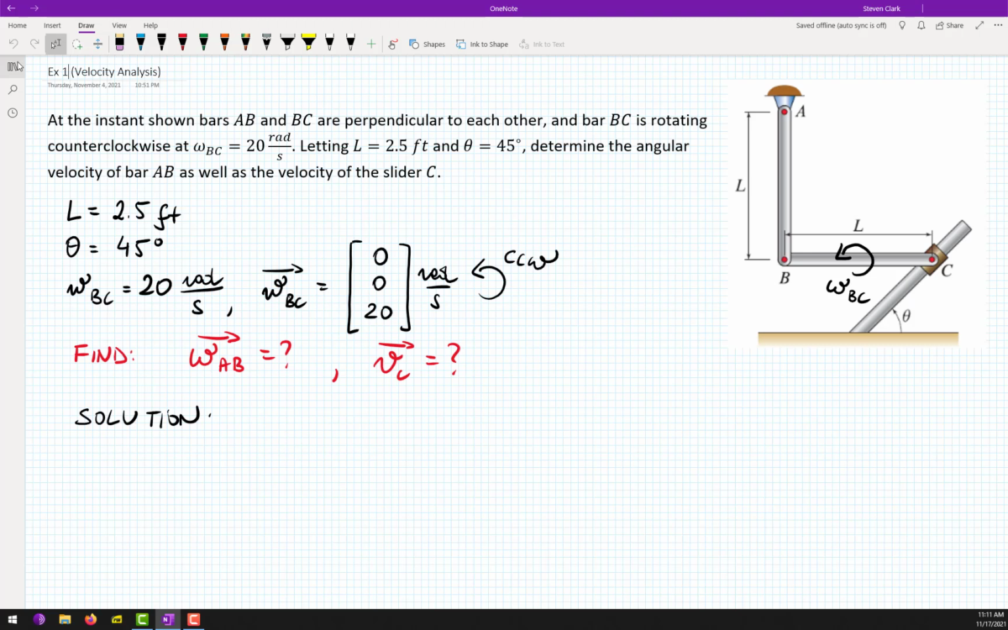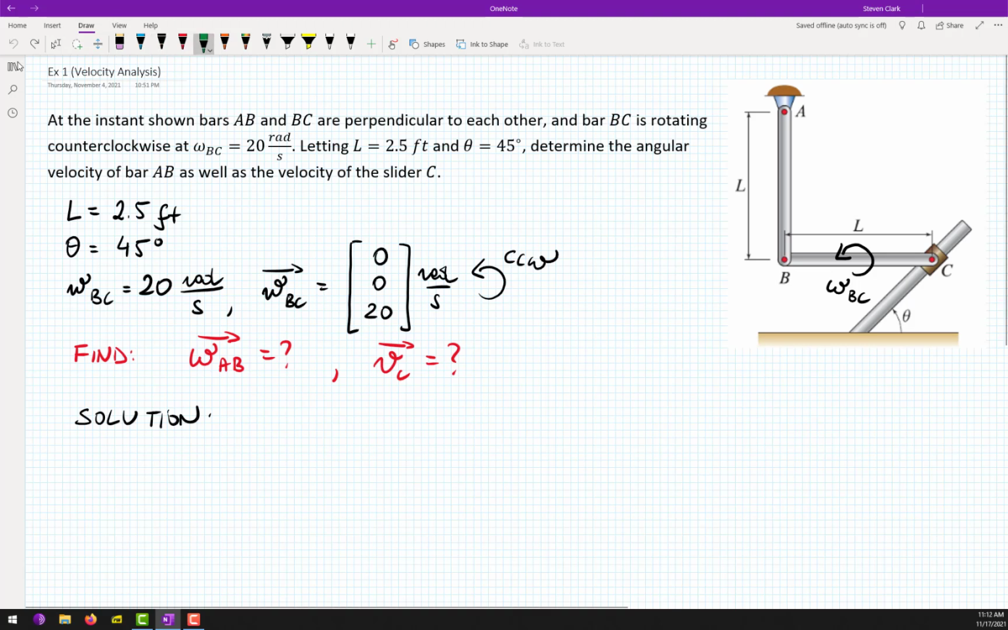Okay, so what do we have in here? We have three bodies, right? We have bar AB, bar BC, and our collar C. Our collar is constrained, yes? Our collar can go only along this incline. It cannot leave that bar. We know all the geometry of the system. We know that omega of bar BC is 20 radians per second, and they ask us to find omega AB.